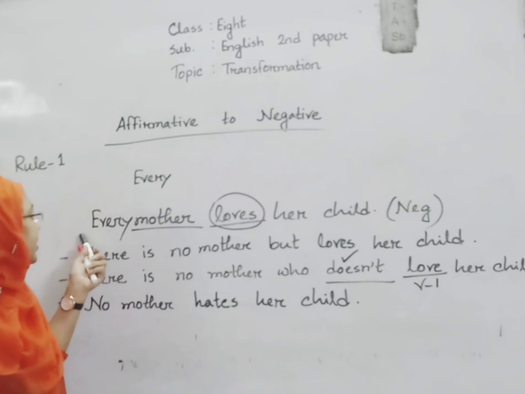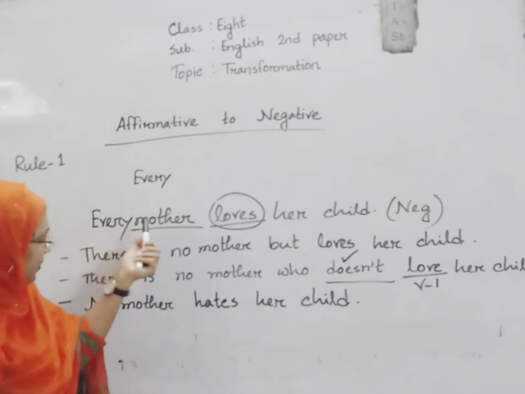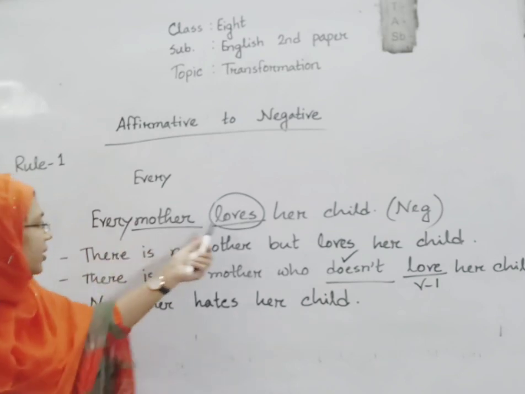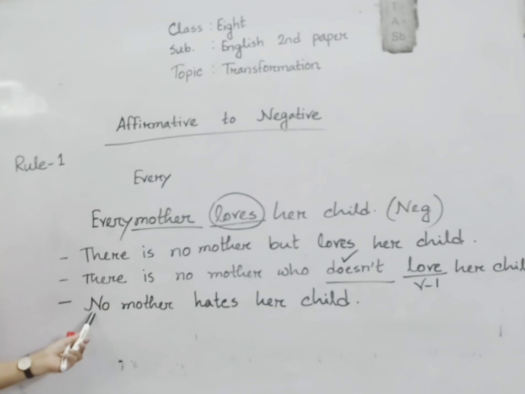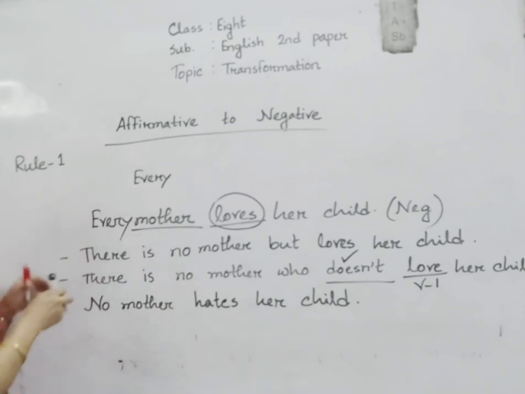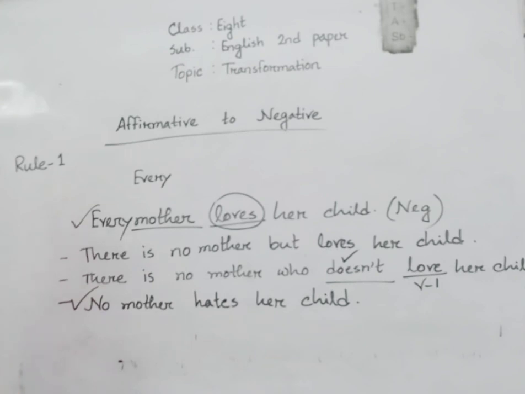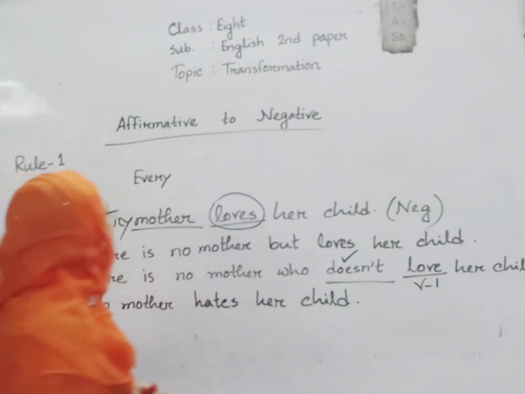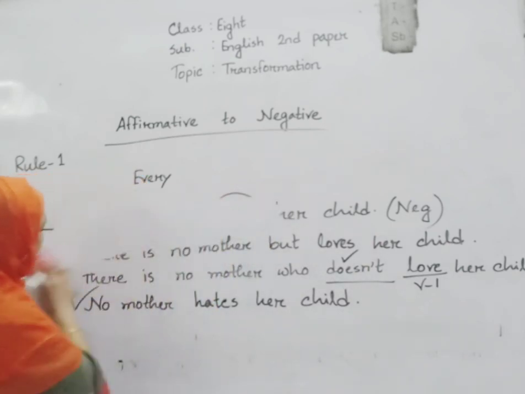Dear viewers, if you find the meaning of the question, every mother loves her child, and after it the transformation is no mother hates her child, in both the sentences the meaning are same. So your answer is correct. Okay, dear viewers, I am giving you another example.